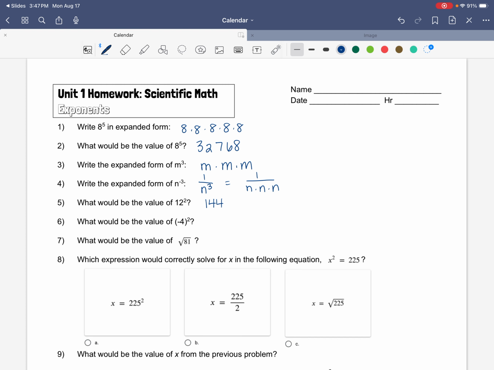And you should have gotten 16. And again, you could have written in the expanded version. So negative 4 times negative 4 will get you positive 16.